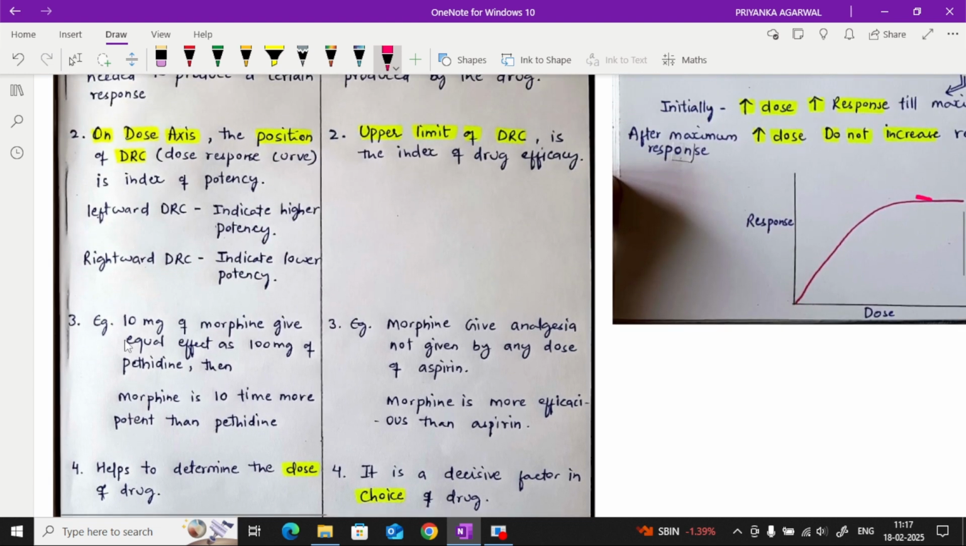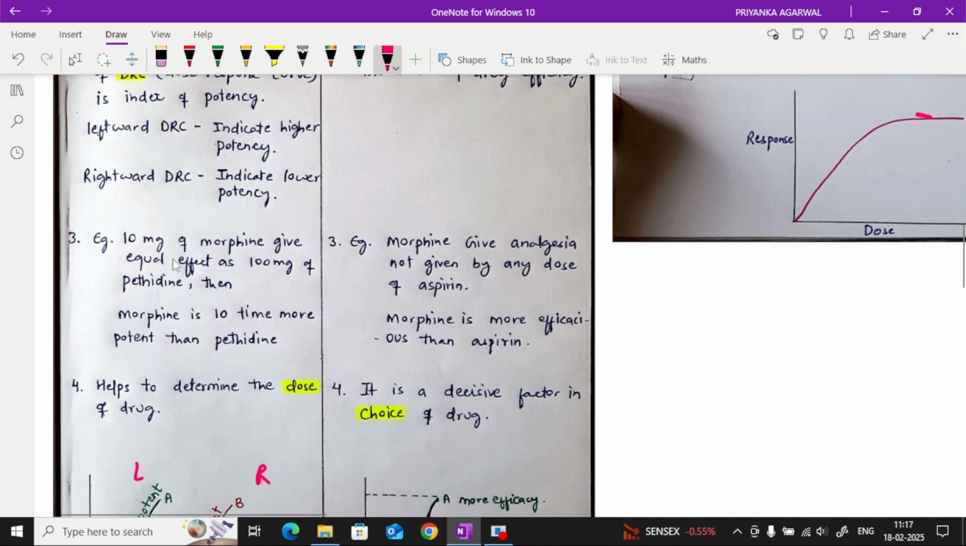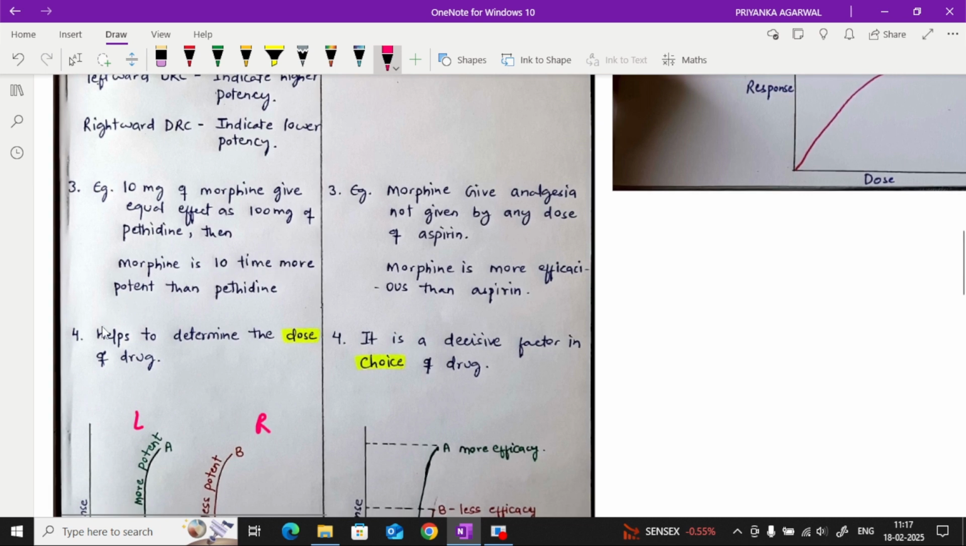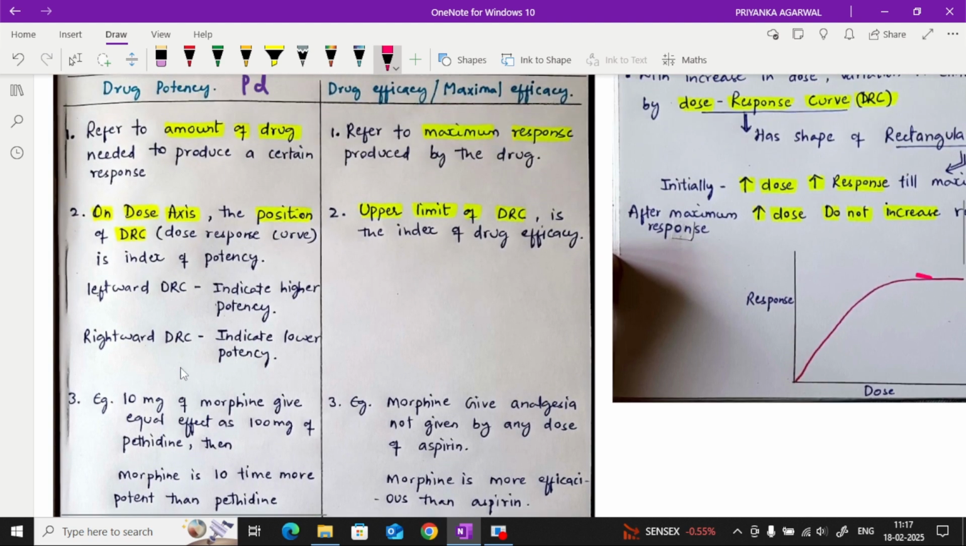Coming to an example here, we have 10 milligram of morphine which is giving equal effect as 100 milligram of pethidine. Now you tell me which is the more potent drug here? Obviously morphine, right? Morphine is 10 times more potent than pethidine, because to get the same amount of effect you need only 10 milligram here, whereas here you need 100 milligram. Drug potency will help us to determine the dose of the drug. I hope you understood these simple 4 points about drug potency.